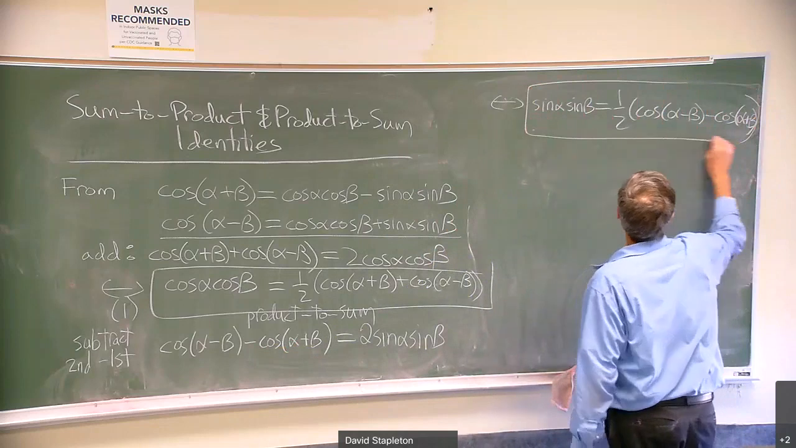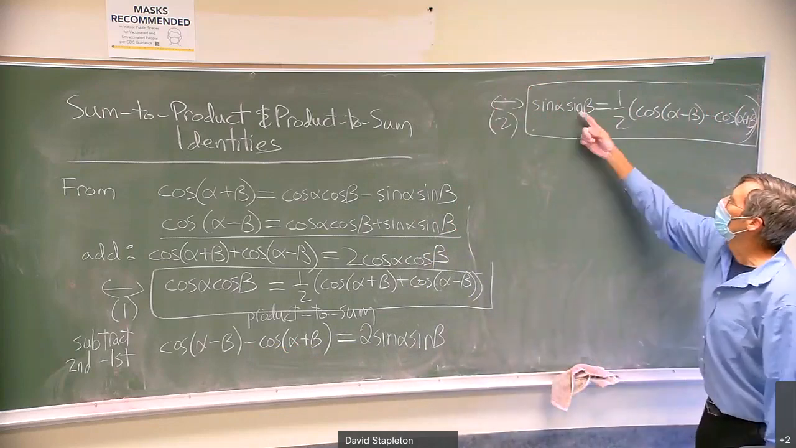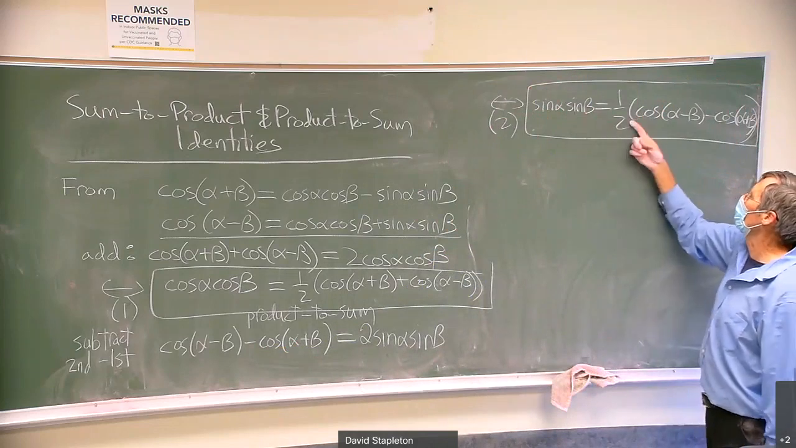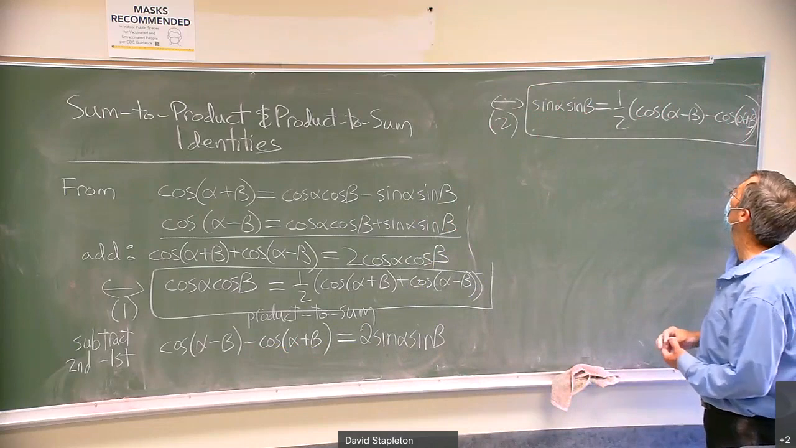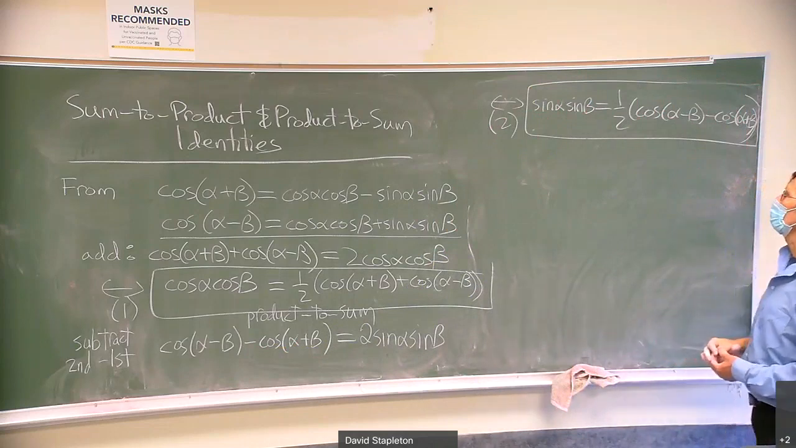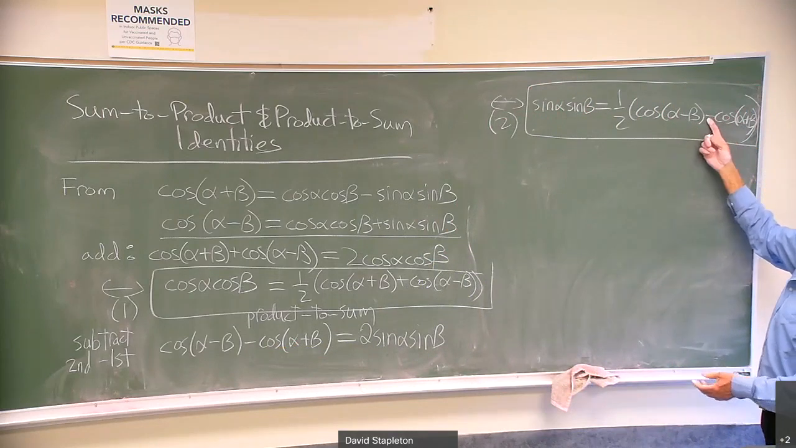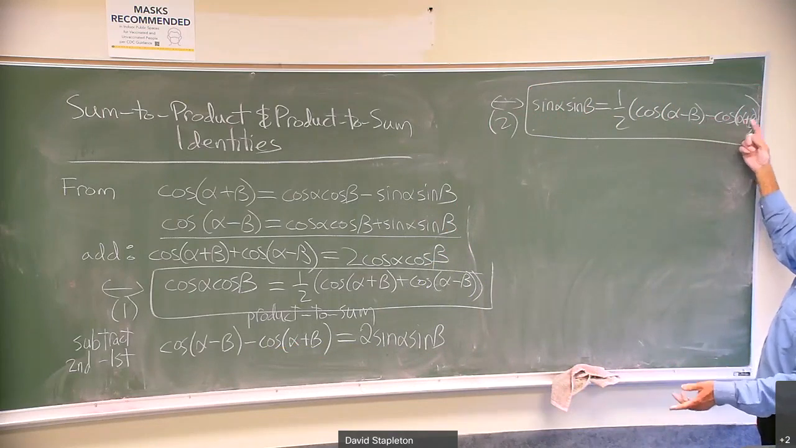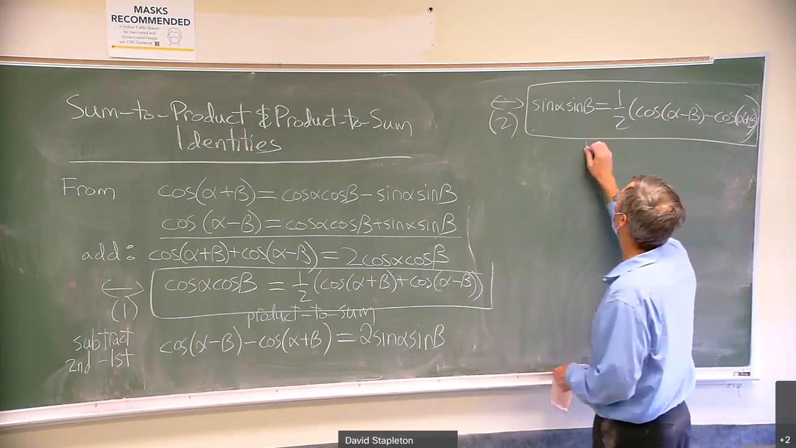There's our second product of sum identity. Product of sine functions is equal to 1/2 this difference of cosine functions. You can think of this as a product of sum because it's minus cosine of minus this angle, technically. But I'll still call it a product of sum identity. So there's a second product of sum identity.